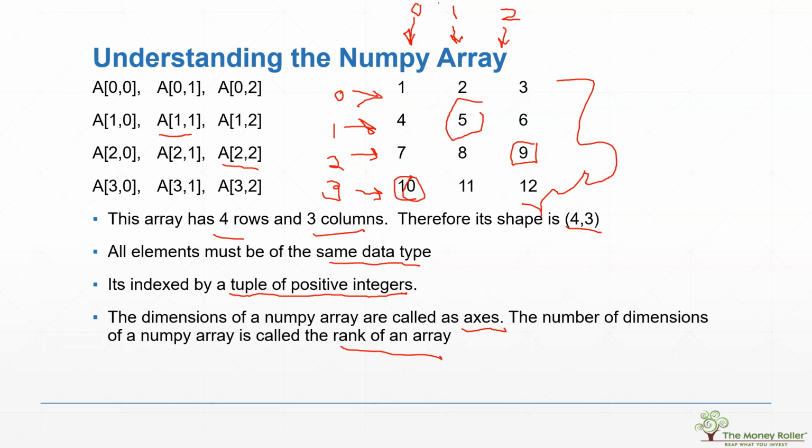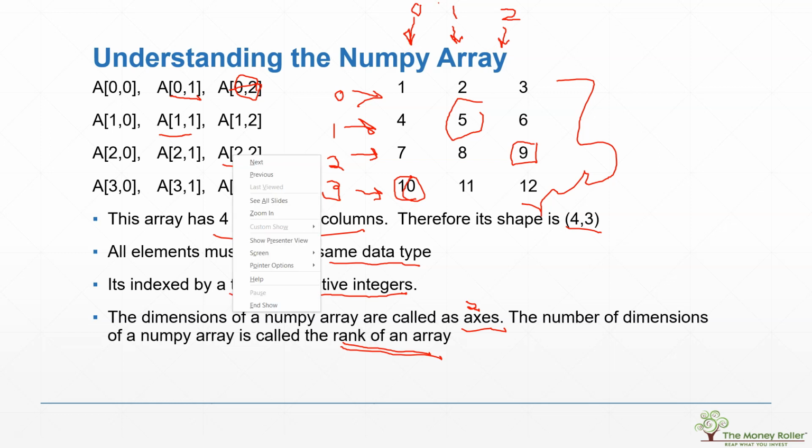So since there are two dimensions in the array, that means there are two axes in this array. It's a two-dimensional array, and the rank of the array is 2. Another way you can figure out the dimension is simply by seeing this: how many variables does it take for you to define the position of any element in an array? Whatever the answer is, that is your number of dimensions, and that is your rank of the array.